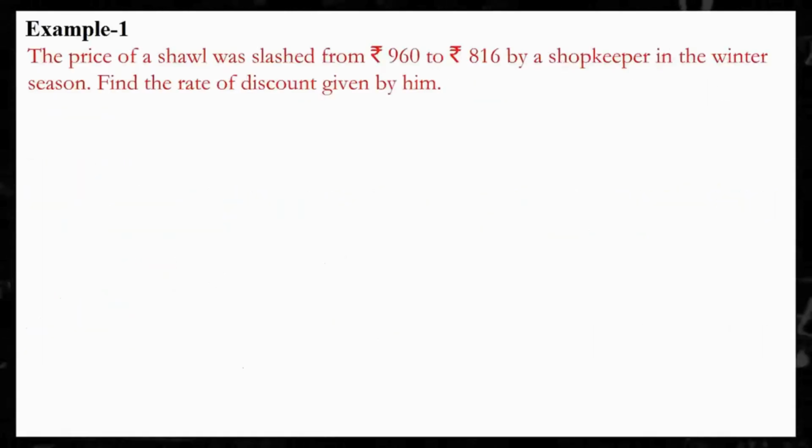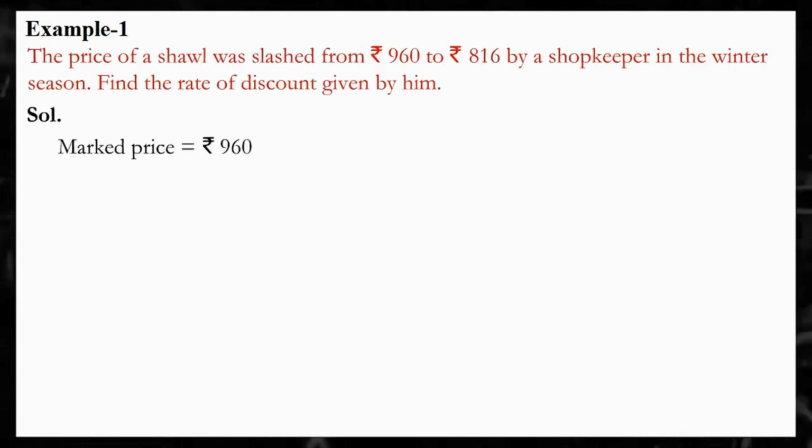Example 1. The price of a shawl was slashed from Rs 960 to Rs 816 by a shopkeeper in the winter season. Find the rate of discount given by him. Solution. Marked price is equal to Rs 960. Net price is equal to Rs 816.